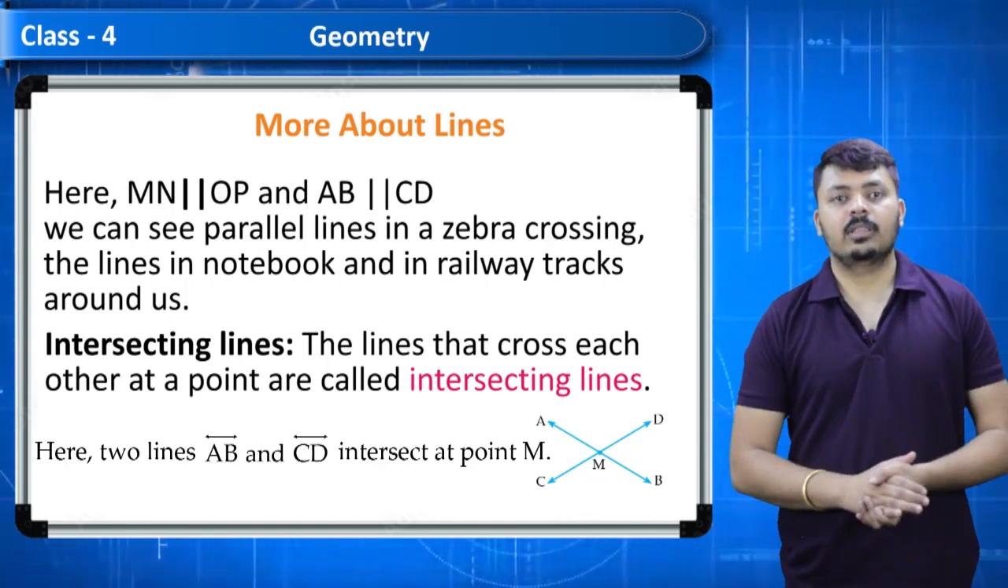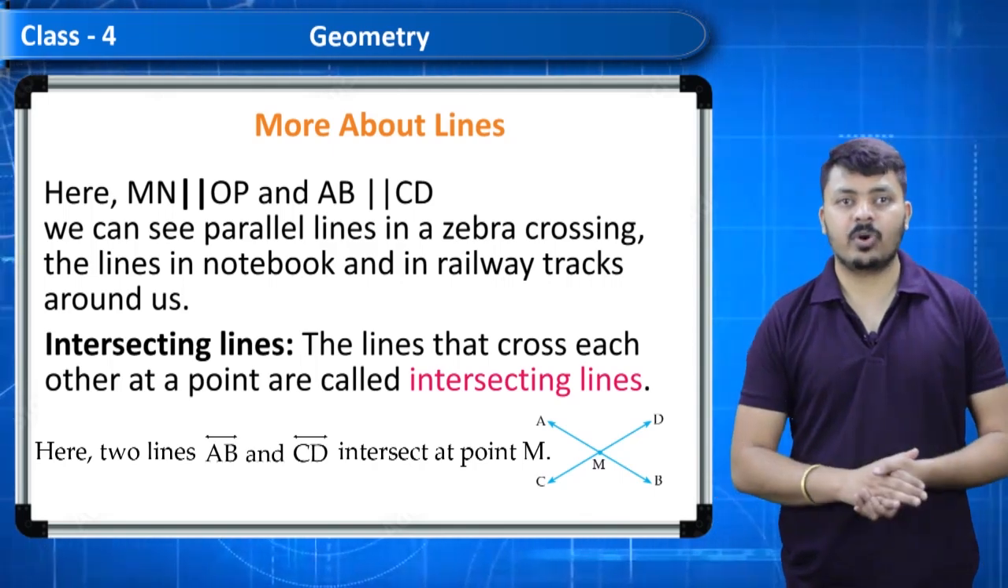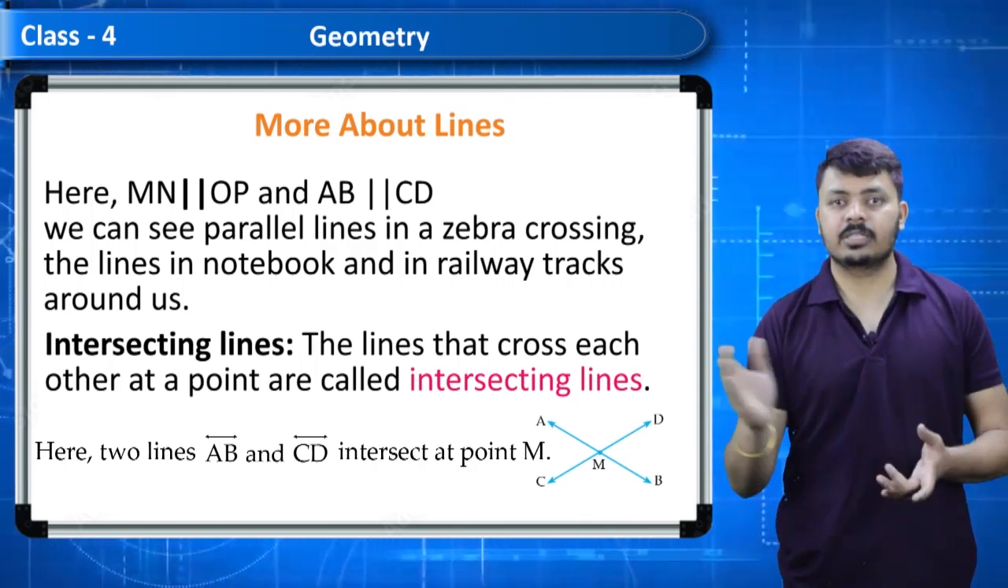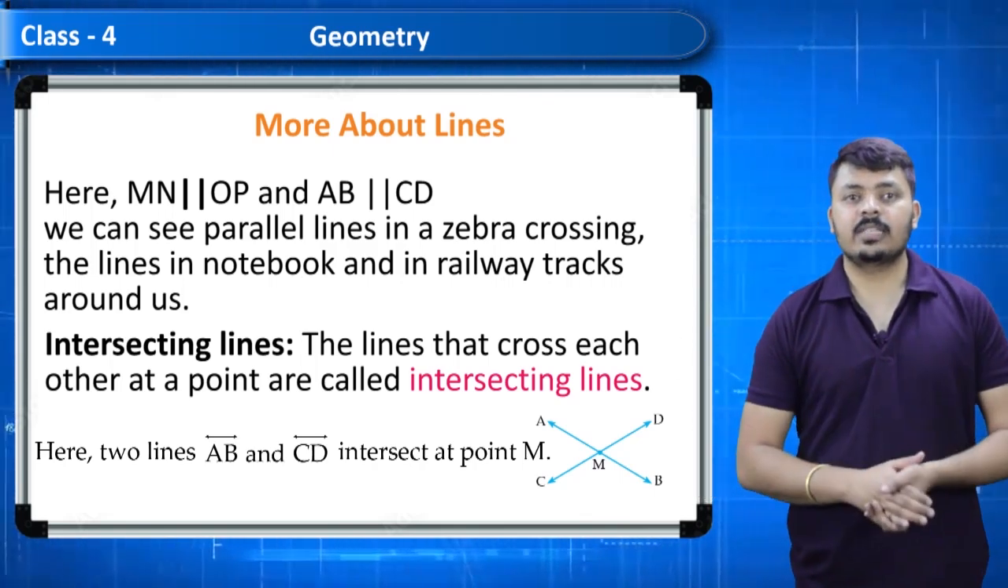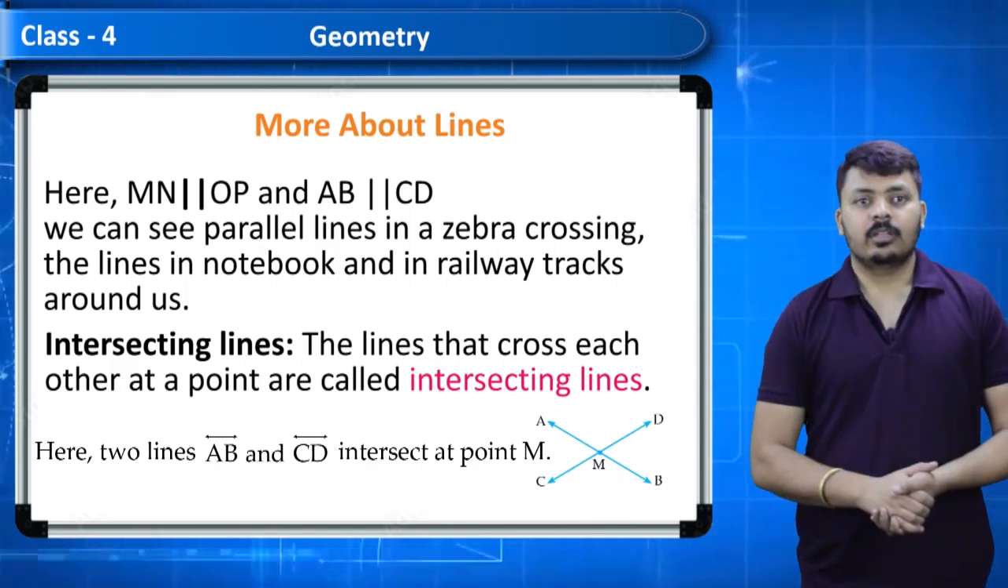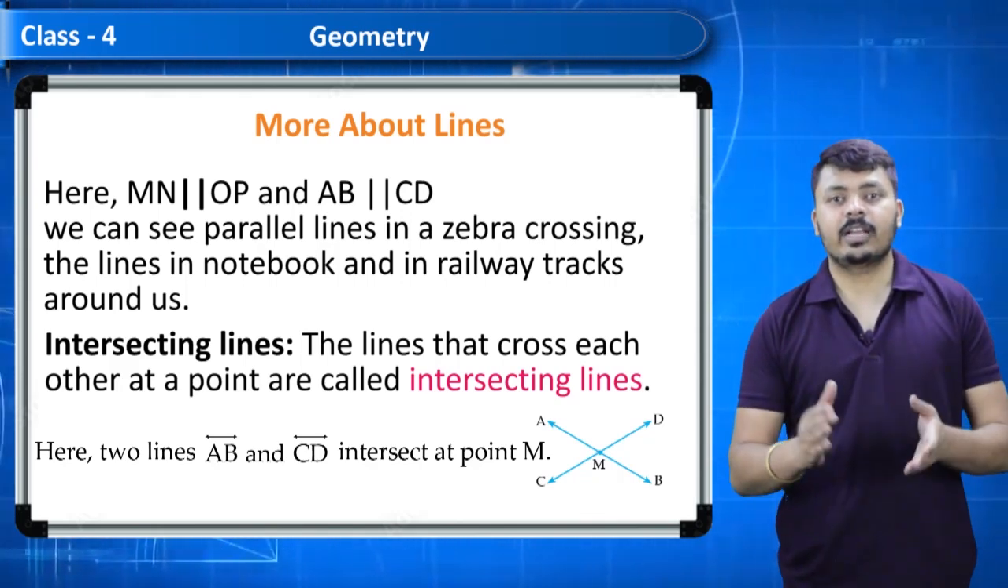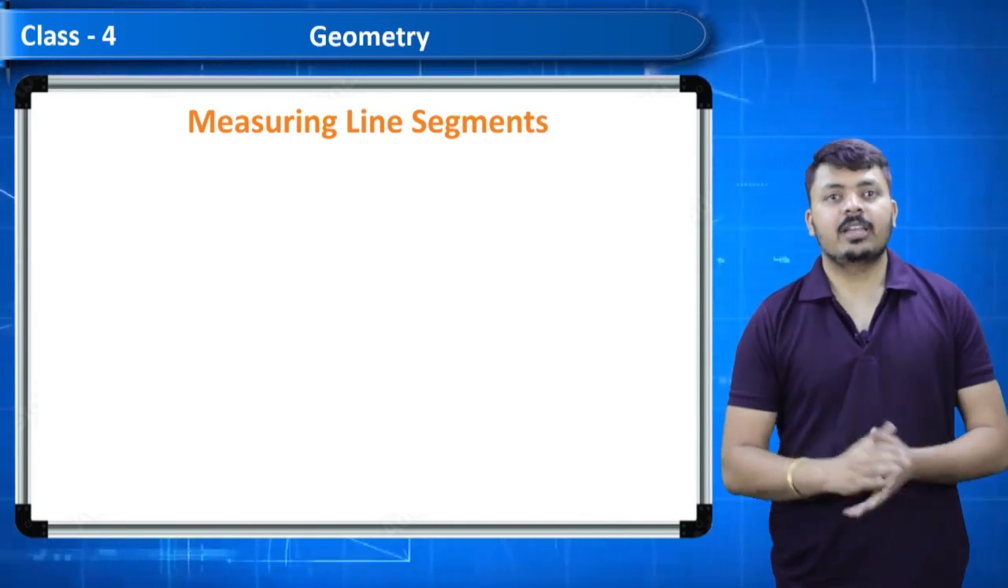Intersecting lines. The lines that cross each other at a point are called intersecting lines. As you can see here, two lines AB and CD intersect at point M.